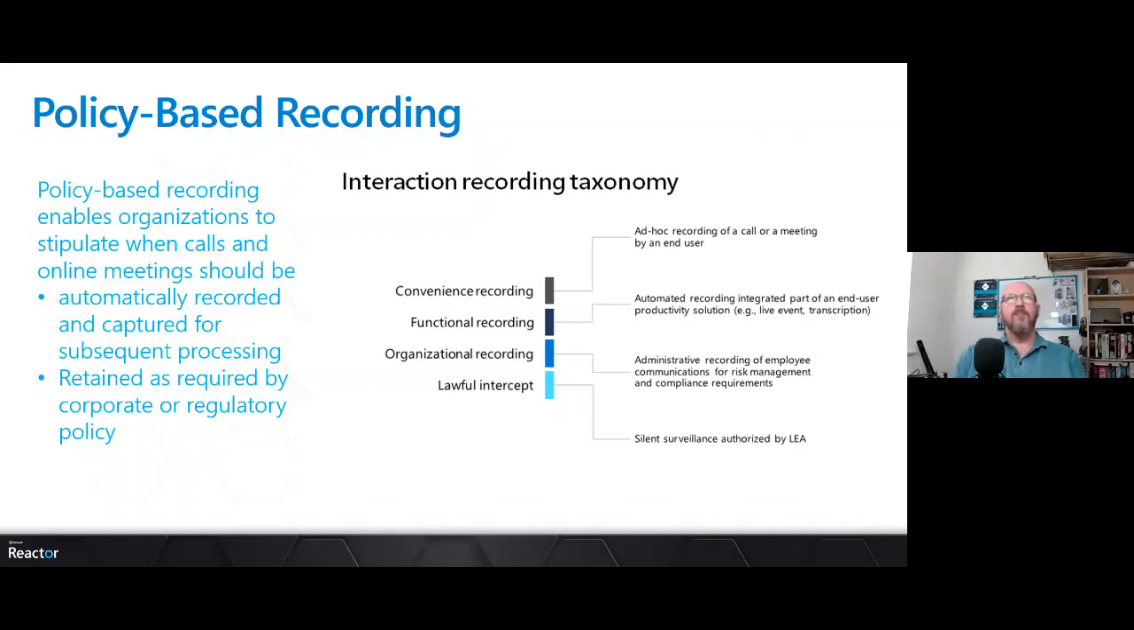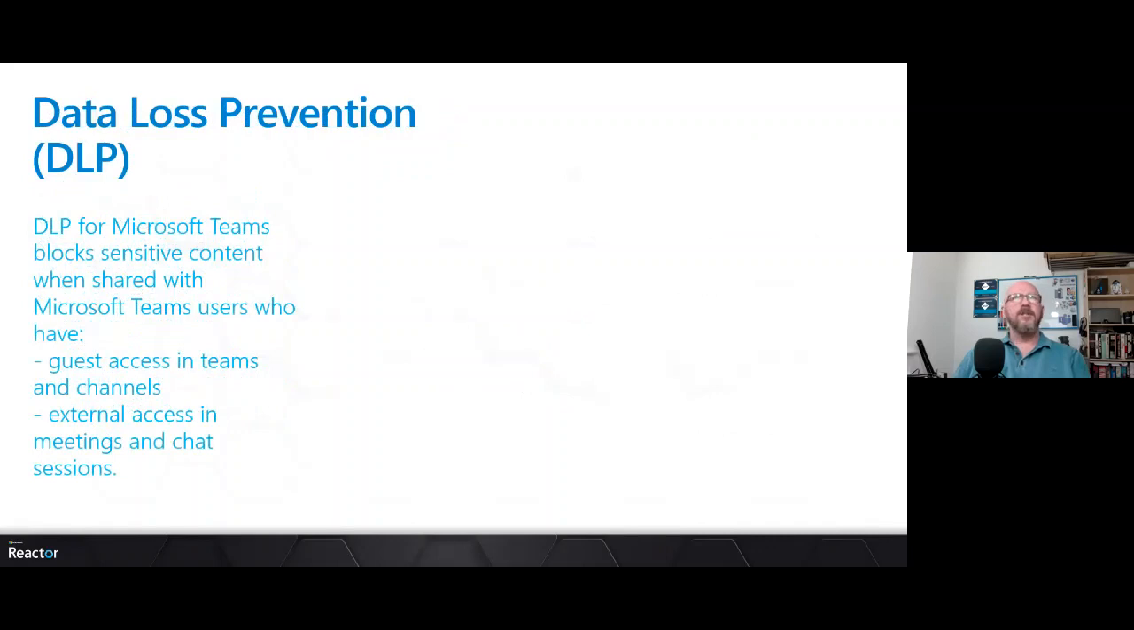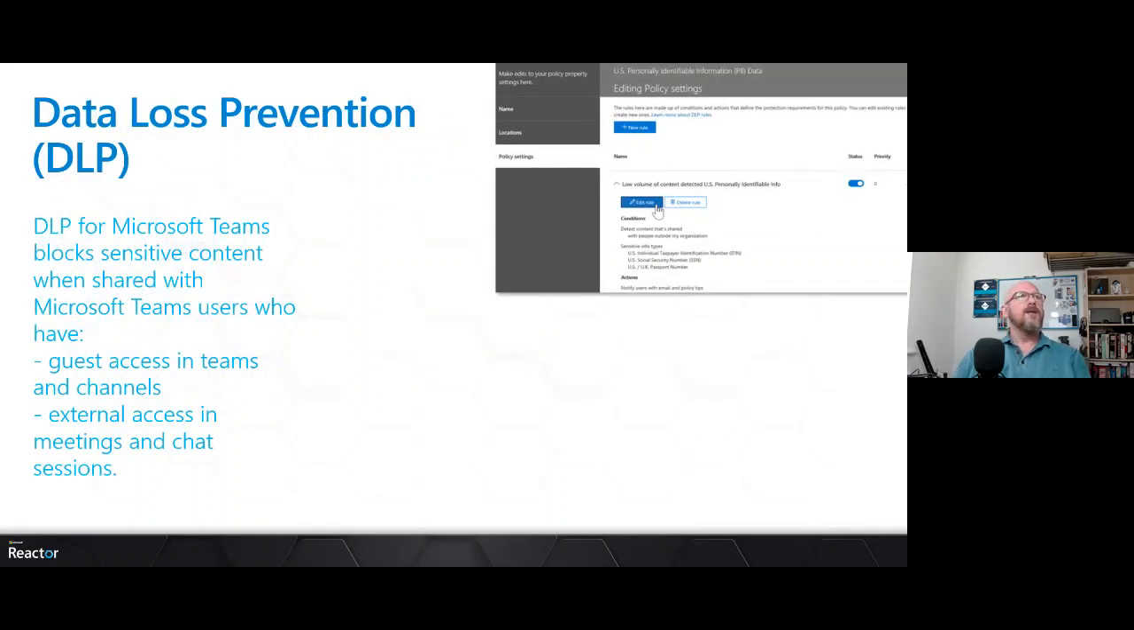And there's a few other kind of buckets in there. So there's convenience, there's functional, and there's the lawful intercept, where you might be under surveillance from somebody, whether it's a compliance person internally, or it could be an actual governing body for some reason. And then you've got data loss prevention. Okay, there we go. So DLP, as it stands for, is about blocking sensitive content, and then making sure that the right people have access to it.